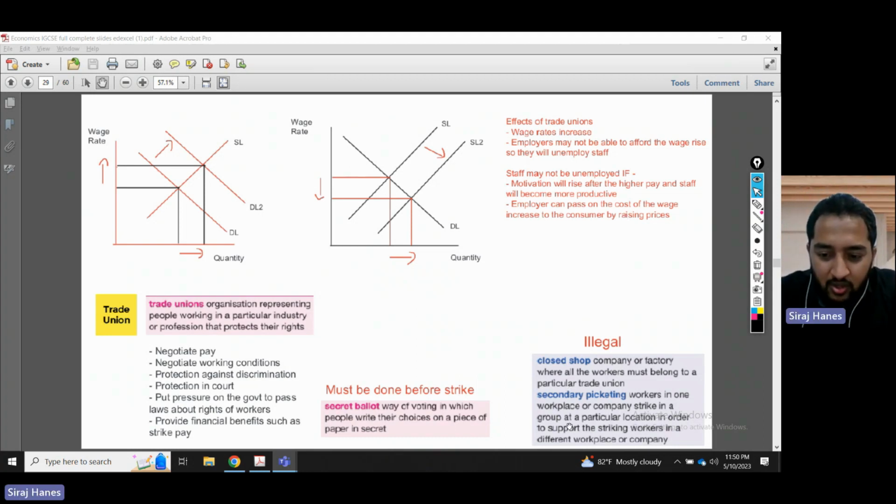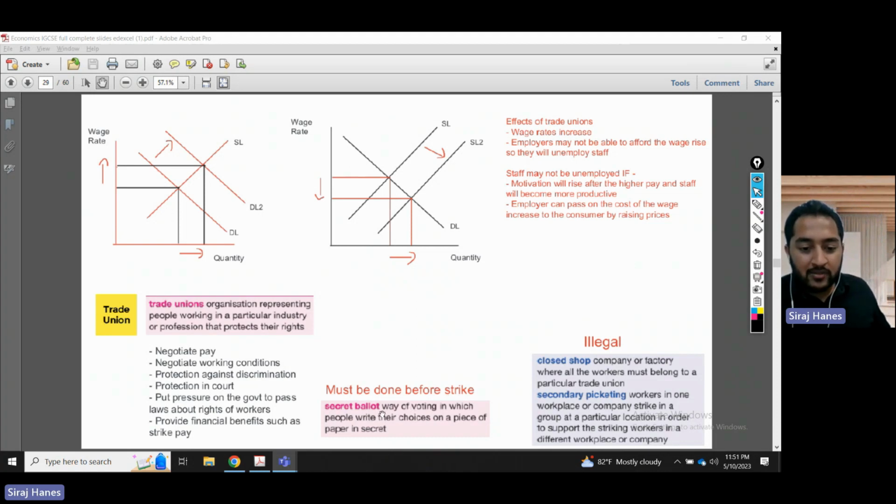Now, these few things called closed shop and secondary picketing is illegal. A closed shop means a company or factory where all the workers will belong to a particular trade union. You can't say all of you are working here, all of you have to join this trade union. No, that's illegal at some point. Secondary picketing, workers in one workplace or company strike in a group at a particular location in order to support the striking workers in a different workplace. You can't go and picket on someone else's behalf. If you're on this trade union, you stick to this. You can't go and strike on another trade union's strike.